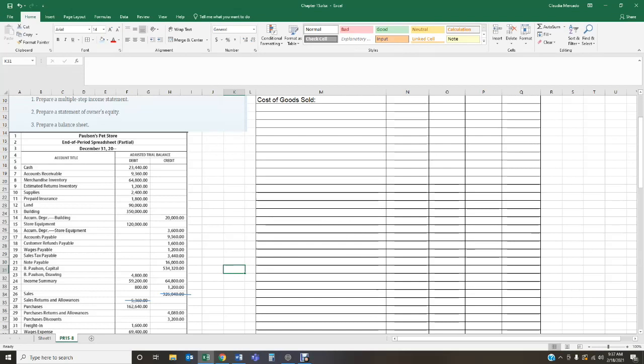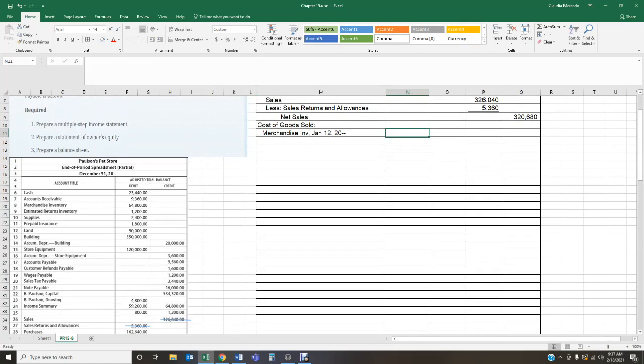Okay. Now for this, it becomes a little bit tricky. They don't give you your cost of goods sold figure. You have to gather the information from the information presented in your trial balance. Now, this would represent your beginning merchandise inventory. Okay. This is merchandise inventory as of January the 1st. Okay. Now that number is not provided.